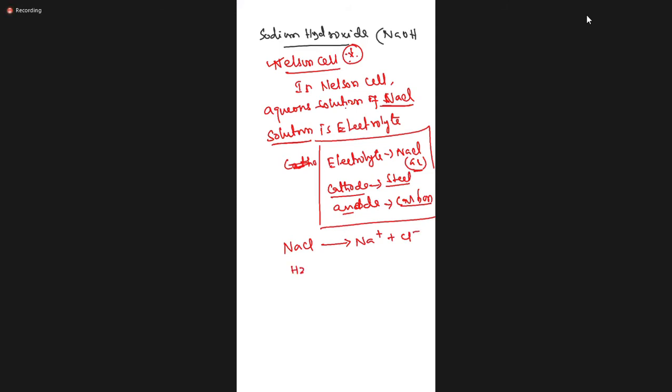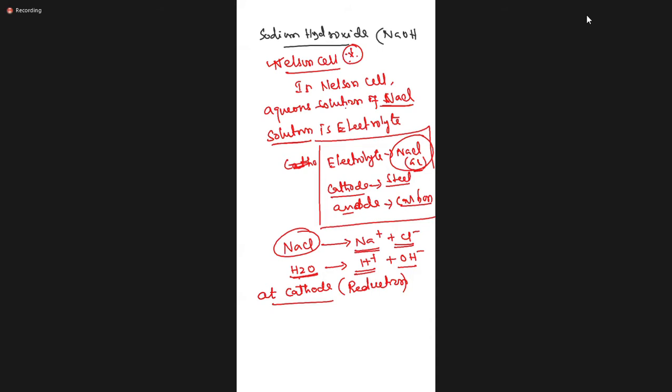In aqueous medium, I told you that H2O will give rise to H+ and OH-. Is it clear? In aqueous NaCl, at least 99% water will be there. NaCl dissociates into ions Na+ and Cl-, and H2O dissociates into H+ and OH-. At the cathode, what type of reaction will happen? At the cathode, a reduction reaction takes place.